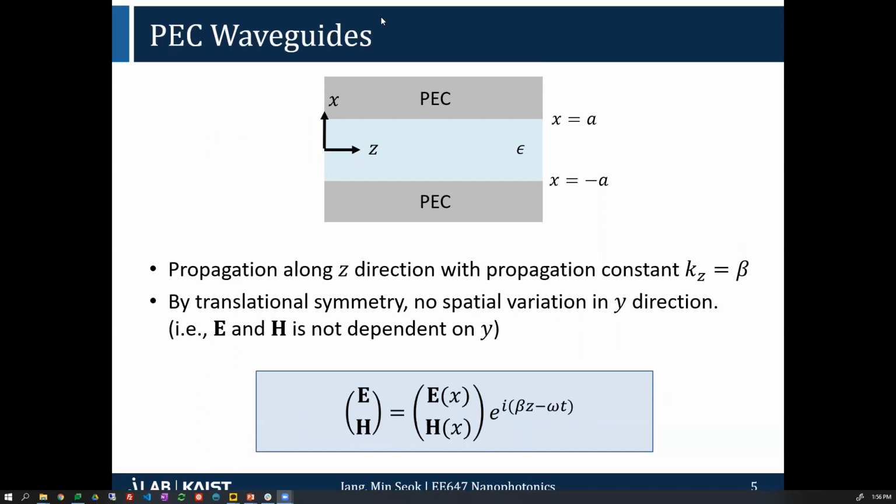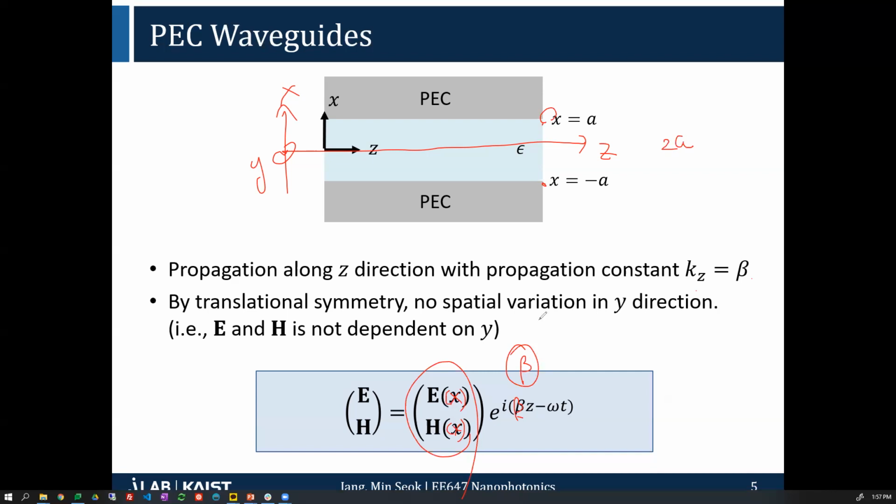So now let's actually try to solve it. For the PEC waveguide, we define this axis as z, the propagation direction, this axis is x, and here of course is y. And here is x equals a, and this is x equals minus a. So the thickness of the slab is 2a. And again, the propagation constant, the k vector along the z direction, is set to beta. What we want to solve is E and H along the x direction, depending on beta, right? And we also want to know what values of beta are allowed.